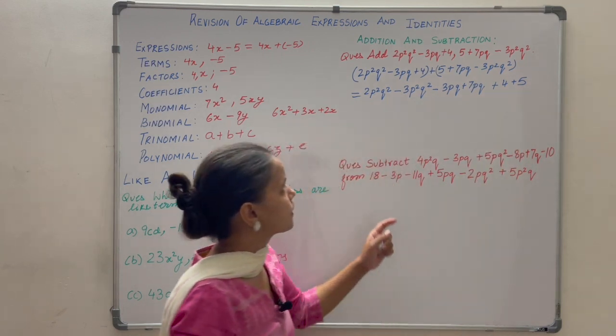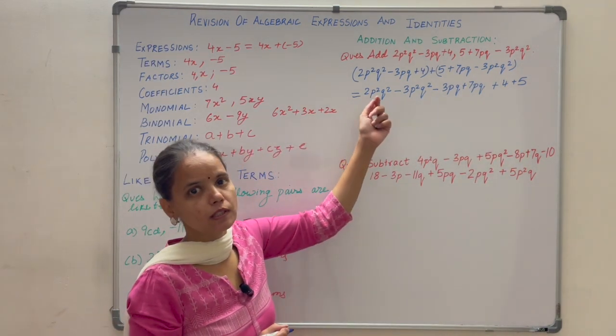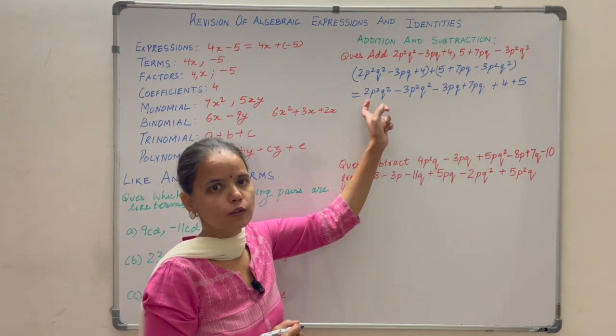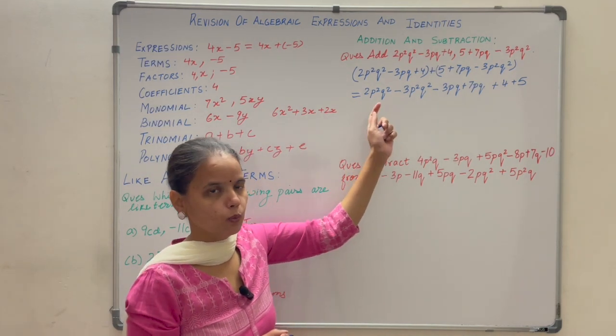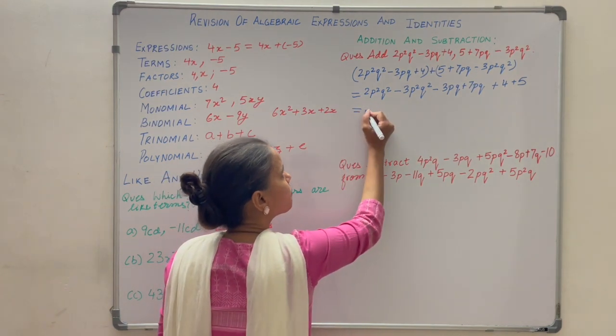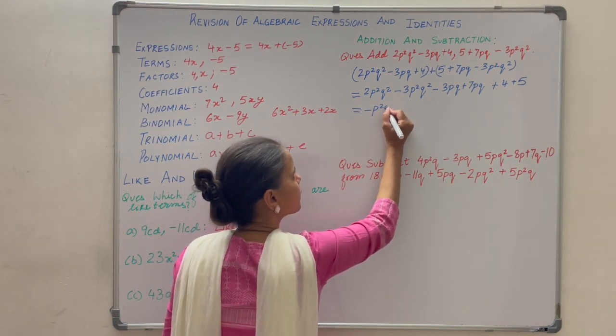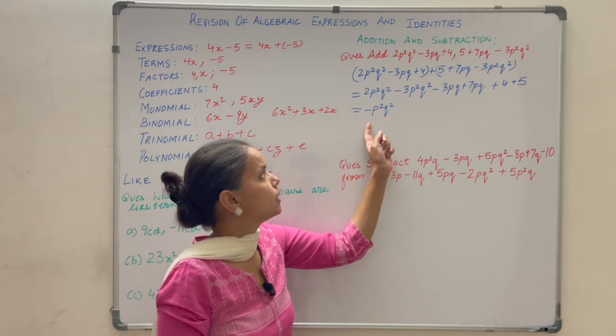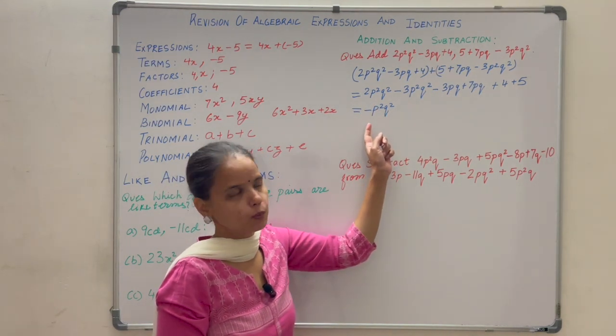So now let us add. Here you have to just see the coefficients. Here the coefficient is 2, here minus 3. So 2 minus 3 is minus 1. So here it is minus p square q square. We don't write minus 1p square q square. It is understood that this is minus 1.